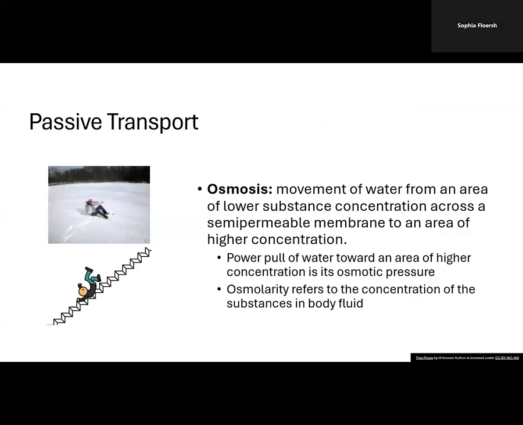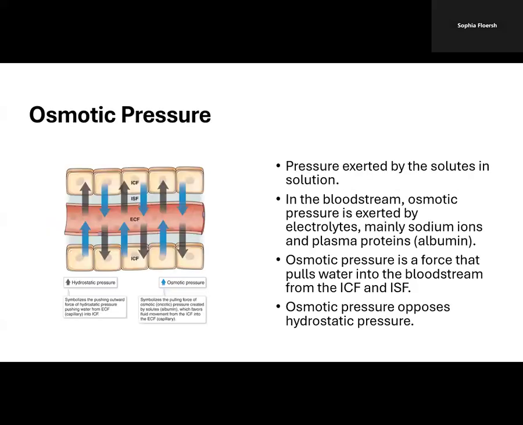Then you've got osmosis, which is the movement of water from an area of lower concentration across a semi-permeable membrane to an area of higher concentration. The power pull of water towards an area of higher concentration is its osmotic pressure. Osmolarity refers to the concentration of the substances in the body fluid. Osmotic pressure, and once again, I like this visualization.